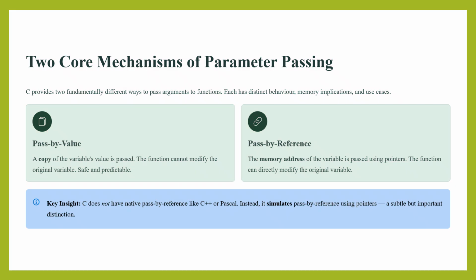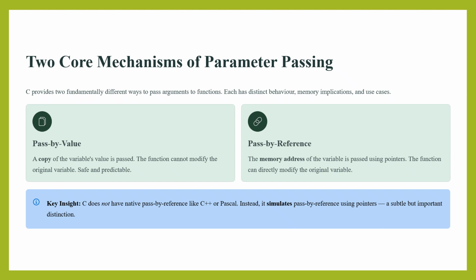In this method, a copy of the variable's value is passed. The function works with this copy. The original variable remains unchanged. So in internal behavior, memory is allocated for the copy. Operations happen on the copy only.